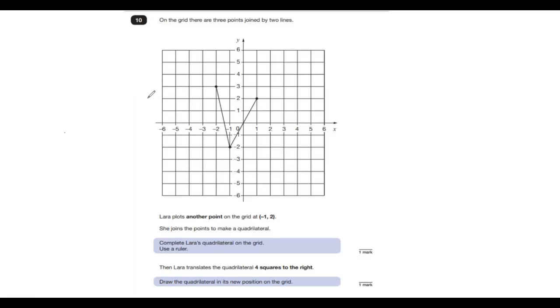2019, paper 3, question 10. On the grid, there are 3 points joined by 2 lines. So you can see the 3 points here, and they're joined by 2 lines. Lara plots another point on the grid at -1, 2. She joins the points to make a quadrilateral. Complete Lara's quadrilateral on the grid. Use a ruler. So that's the first part of the question.